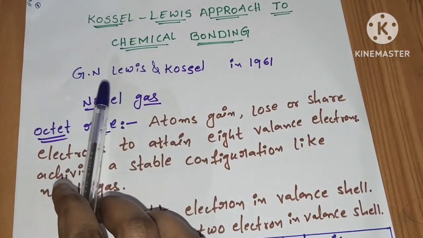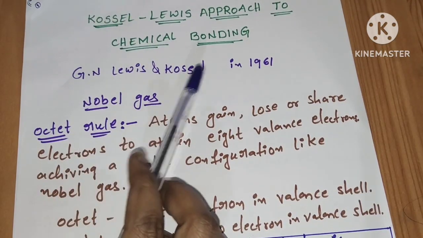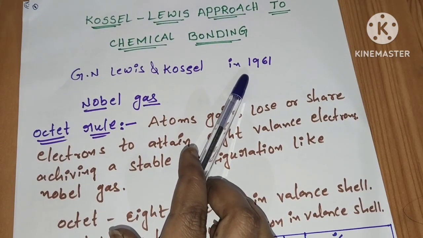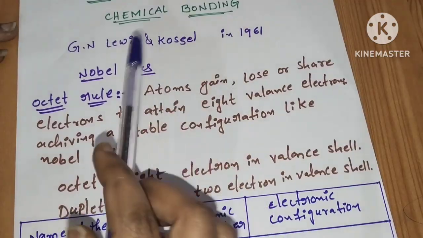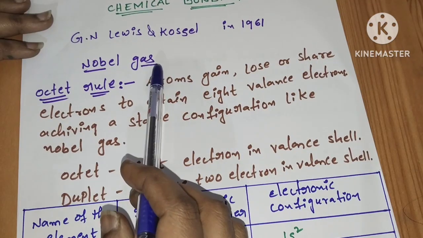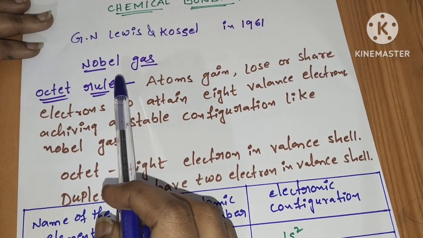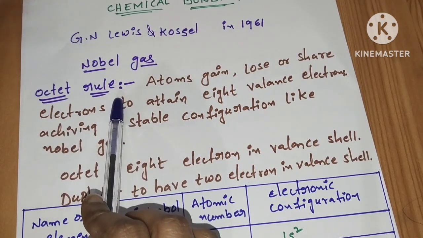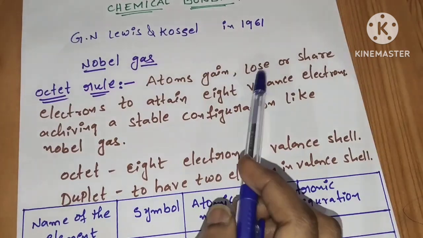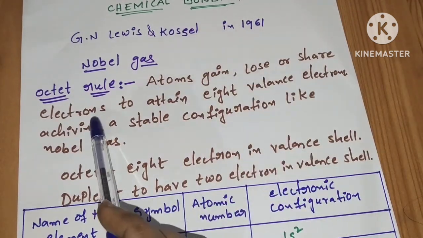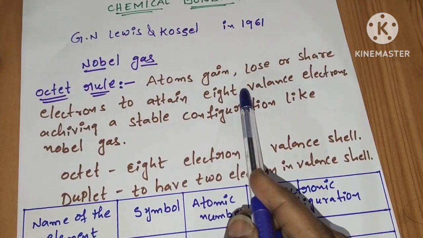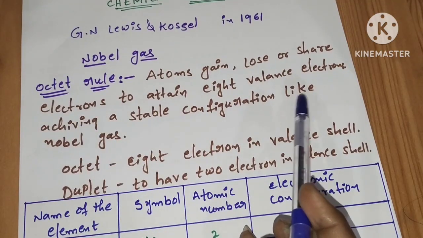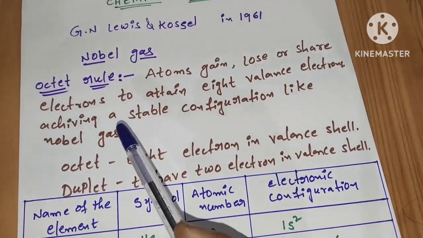It is given by G.N. Lewis and Kossel in 1916. They explained the reason for the stability of noble gases. The stability of noble gases is due to the octet rule. What is the octet rule? Atoms gain, lose or share electrons to attain 8 valence electrons, achieving a stable configuration like noble gases.